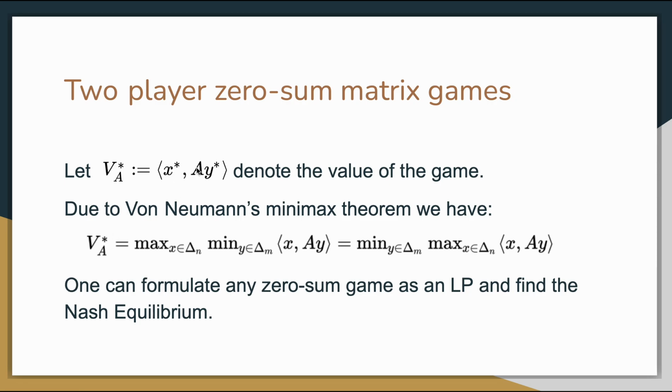Now let this inner product x*^T A y* be denoted as v_A*, and this we call the value of the game. Due to the famous von Neumann's minimax theorem, the value of the game equals the max over all x, min over all y of x^T A y, which equals the min over all y, max over all x of x^T A y. So in some sense, the max-min value is the same as the min-max value. And because of this, one can formulate any zero-sum game as a linear program and find the Nash equilibrium.